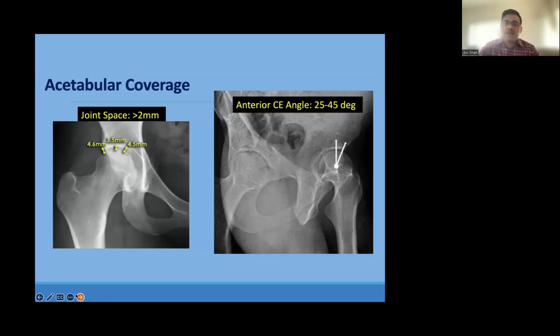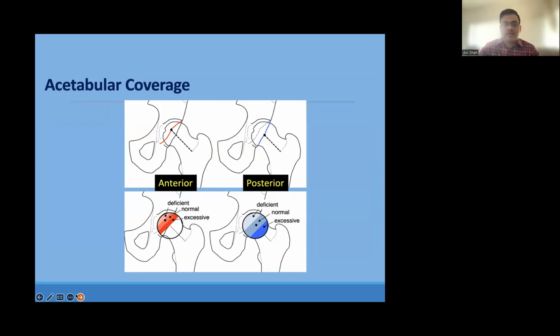The anterior center edge angle is usually 25 to 45 degrees, but recent studies have shown that it does not have as much value as our lateral center edge angle. Still, it can be measured in the false profile view and gives us an idea of the amount of anterior dysplasia or uncoverage that we have.